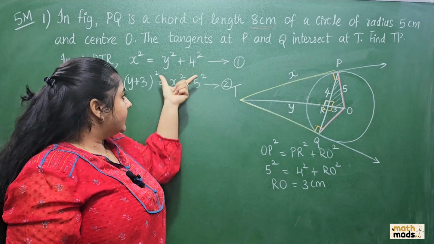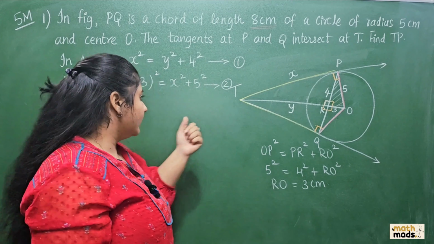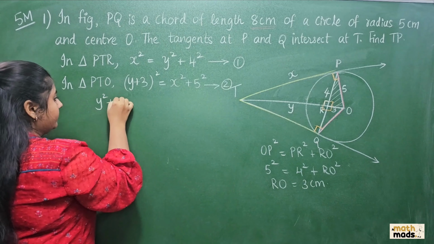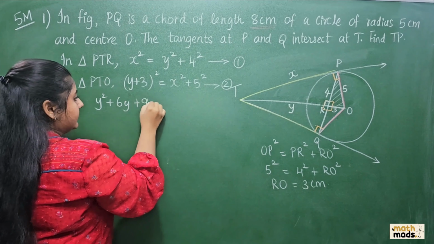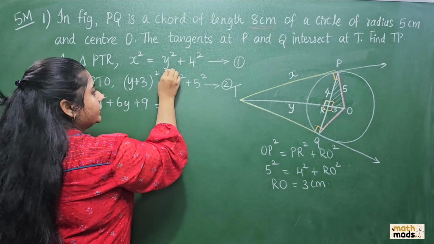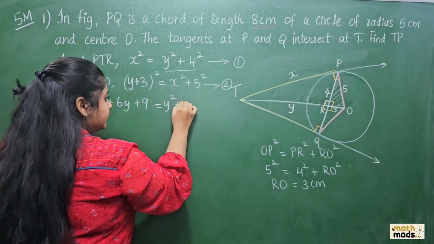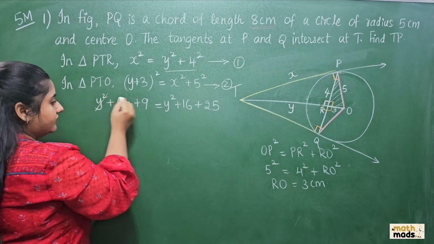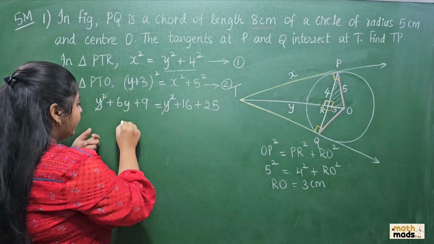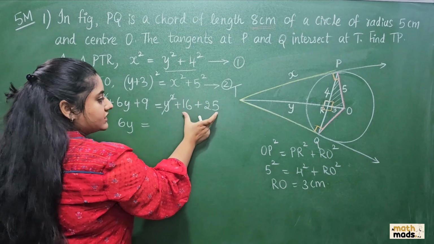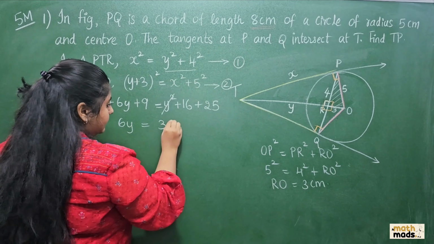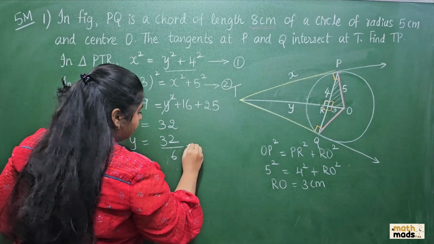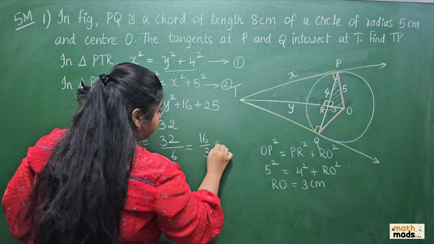Now, I already know what is the value of X square from equation 1. So, let me substitute that in equation 2. I will get the value of Y. So, let me simplify that. If I expand this, I am going to get Y square plus 6Y plus 9 is equal to, in place of X square, I am putting Y square plus 16 plus 25. So, on further simplification, Y square and Y square gets cancelled. So, I have 6Y is equal to, this is 41 minus 9, which is 32. So Y will be equal to 32 by 6, which is equal to 16 by 3 centimeter.